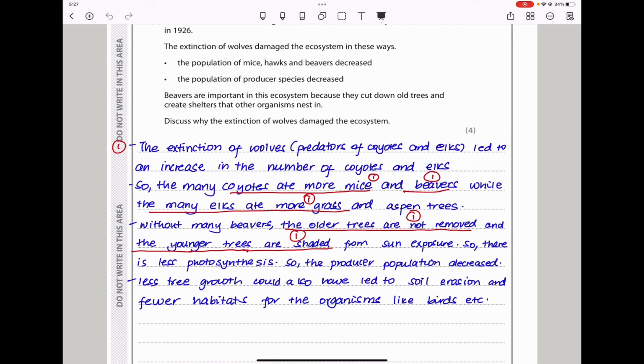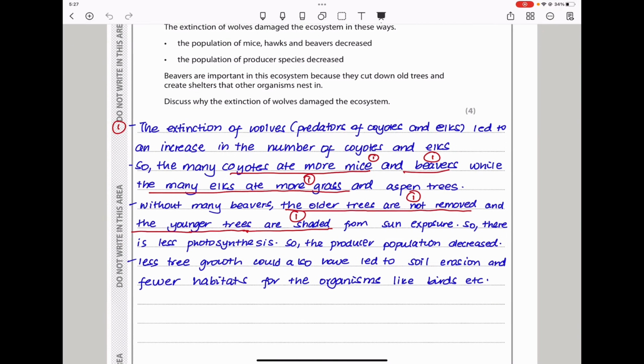So they say beavers are important in ecosystems because they cut down trees and create shelters that other organisms nest in. Discuss why the extinction of wolves damaged the ecosystem. So I said, the extinction of wolves, which are predators of coyotes as well as elks, led to an increase in the number of coyotes and elks. So the many coyotes ate more mice and beavers, while the many elks ate more grass and aspen trees.